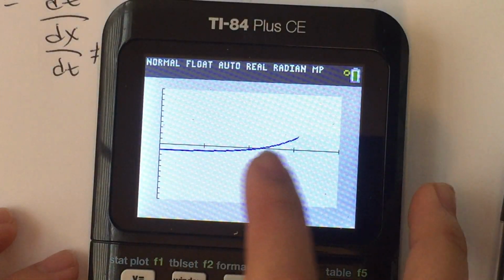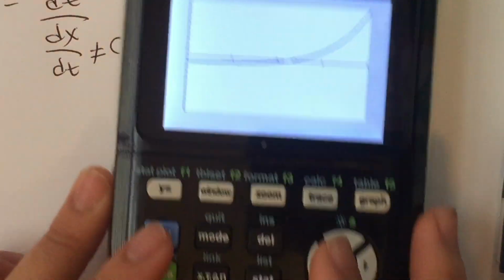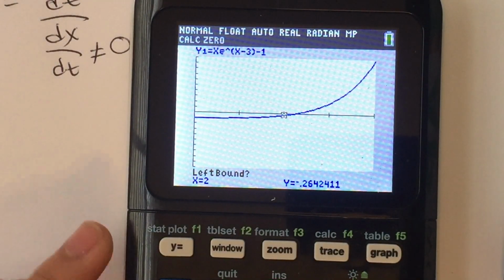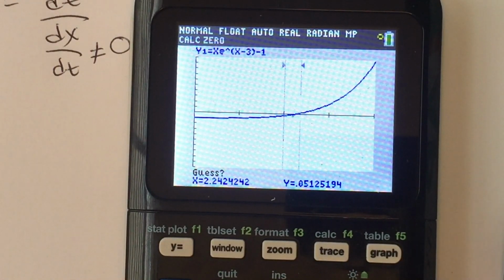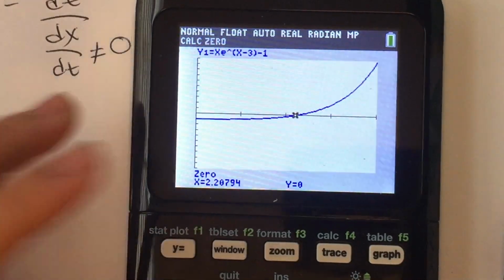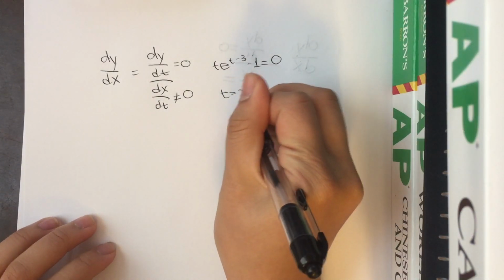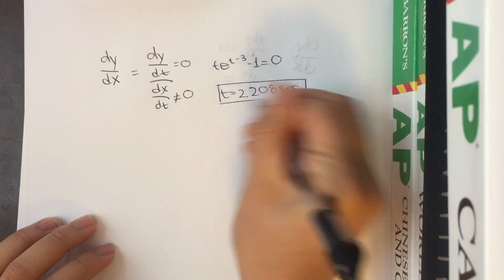And we can see that it passes through the x-axis once between 2 and 3. So we can trace this by doing second trace, 2 for 0. Set the left and right bounds, make an approximation, and our answer is 2.208 seconds. So we can write that down. T equals 2.208 seconds, where there's a horizontal tangent line.